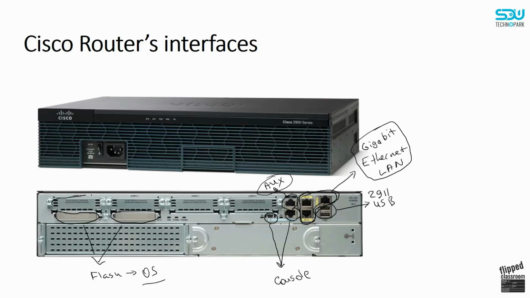Also we have some more interfaces, not interfaces, so these are modules. Here we have 4 modules. These are extensions of the router, so you can add additional modules to your router, like for example an ADSL modem, or you can add wireless antenna modules. And you can add serial modules to make interconnection by the WAN and so on.